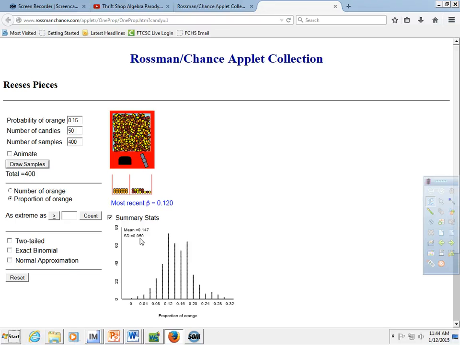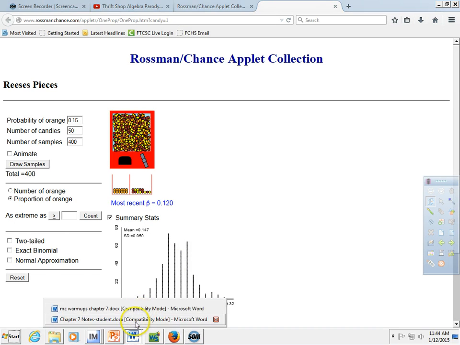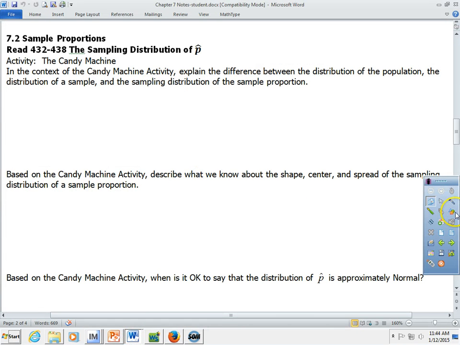Okay, now you can play around. Again, go to rossmanchance.com, pull up the Reese's Pieces applet, and play around with this and see how you can affect change in your mean and standard deviation. Okay? So let's go back to our notes and try to use this to answer some more questions, right?